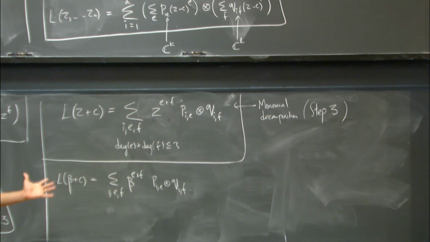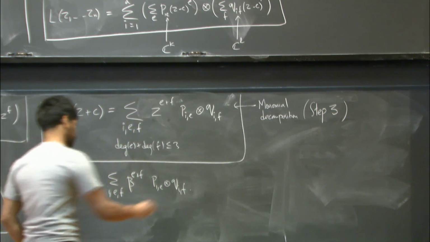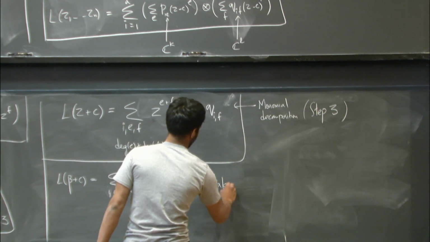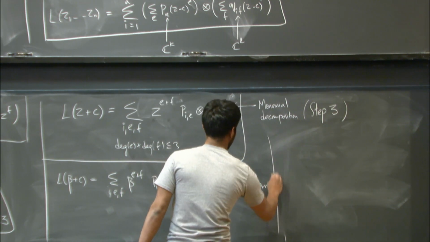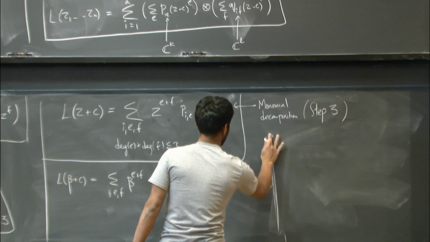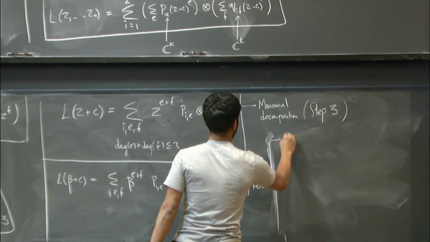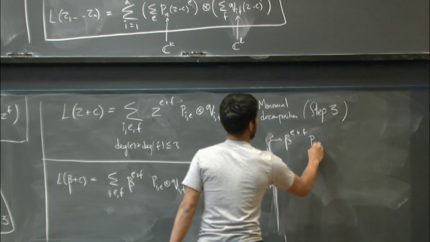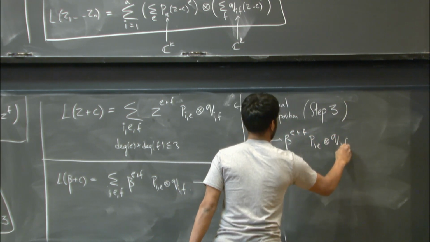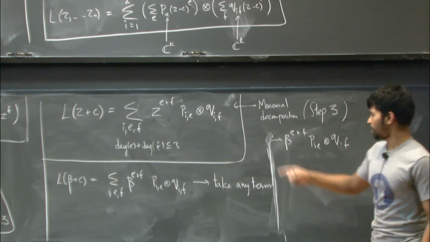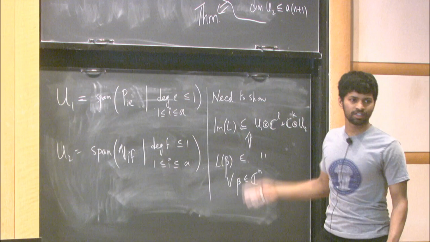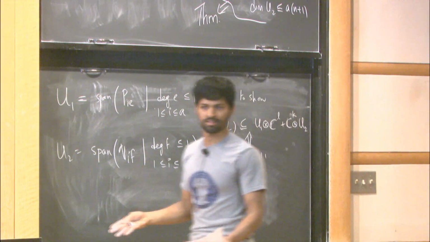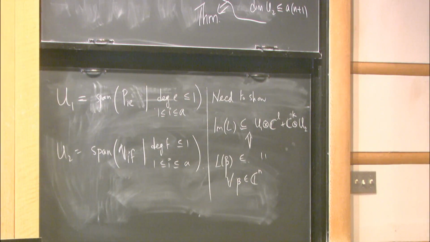Yeah, I just plugged it in. Now look at any one term. Any term looks like beta^(e+f) P_i^e tensor Q_i^f. Right? So L of beta is a sum of such things. If I want to show that a sum of such things is inside here, it's enough to show that each one of them is inside there. Make sense? Okay, so take one such thing.